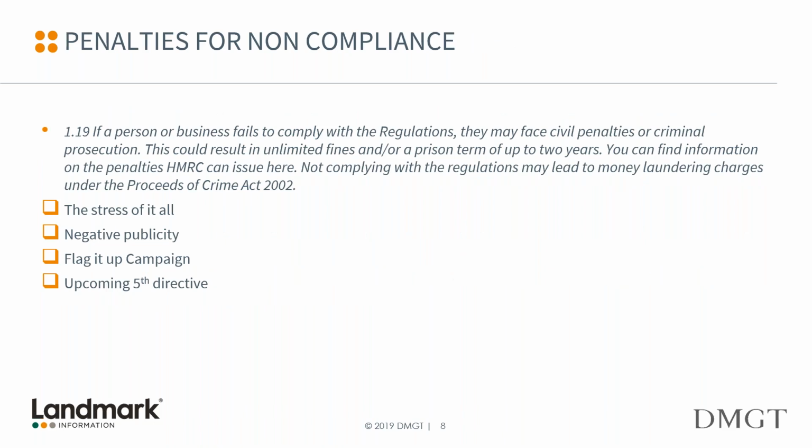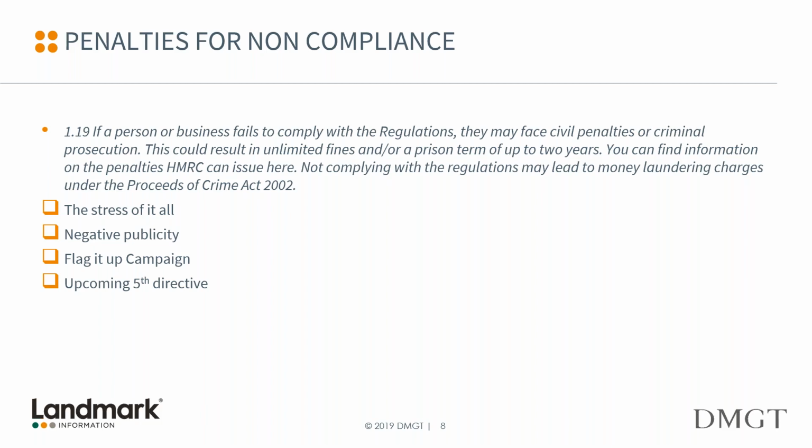If you cannot comply with the customer due diligence measures, you must not carry on estate agency work for the seller or the buyer. If the individual is not willing to provide their identity, you must terminate any existing business relationship with that seller or the buyer, and you must consider whether to make a suspicious activity report to the National Crime Agency.